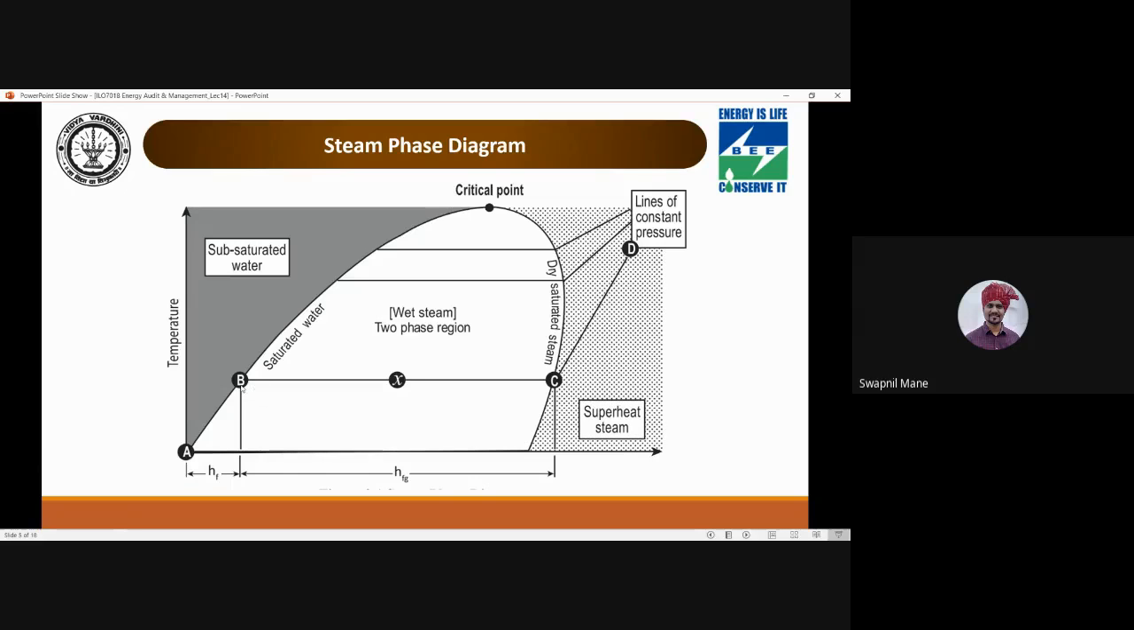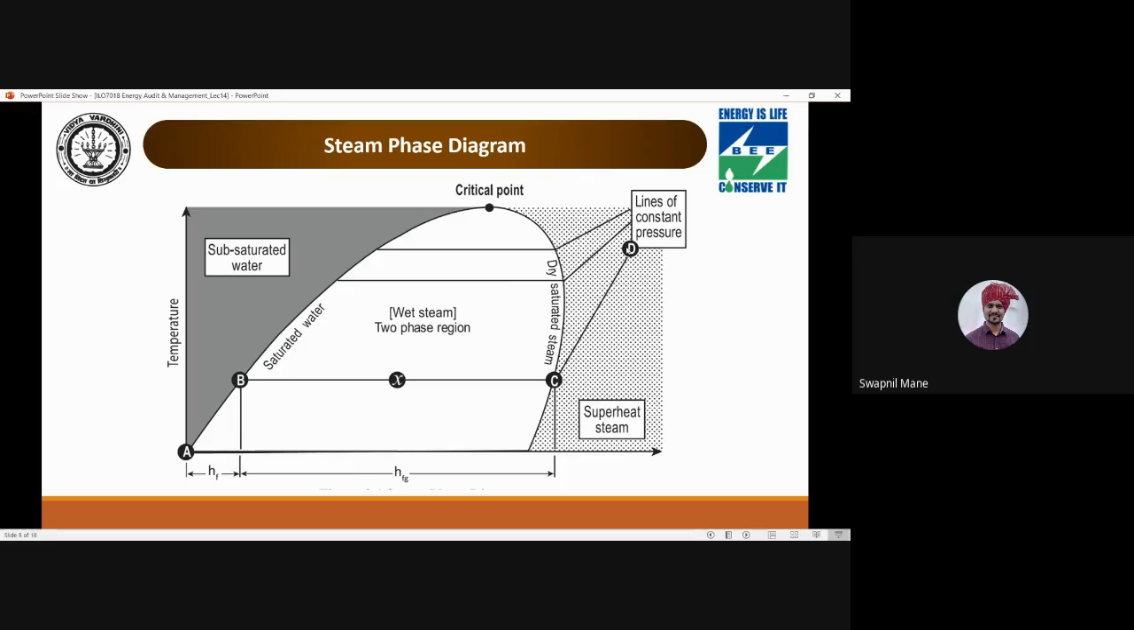0 or 1? 0, sir. So x equals 0 at B point, so it is saturated water, and x equals 1 at C point, where it is dry saturated steam. Now by further addition of heat, we'll reach which point? D point. And this is nothing but hf plus hfg, which becomes hg. At this point, if I add more heat, then it will be called the degree of superheat.